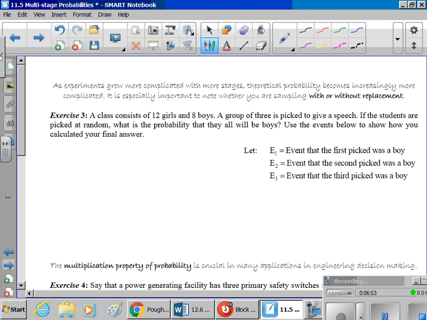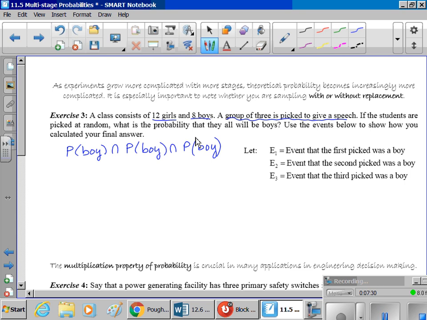A class consists of 12 girls and 8 boys. So 12 girls, 8 boys. A group of 3 is picked to give a speech. If the students are picked at random, what is the probability that they all will be boys? So we're talking about the probability of a boy, and the probability of a boy, and the probability of a boy.